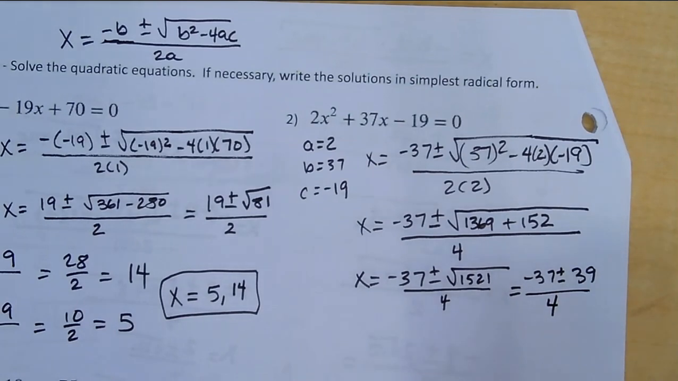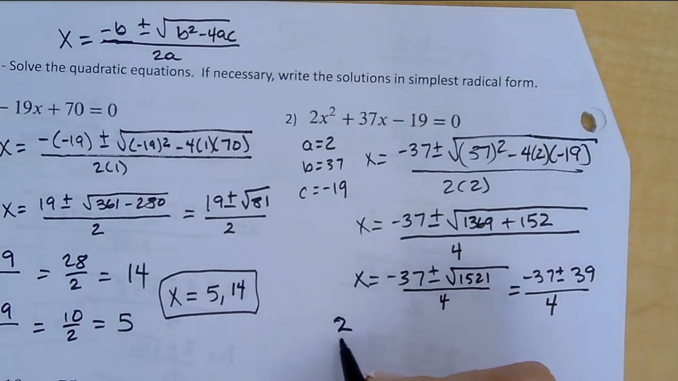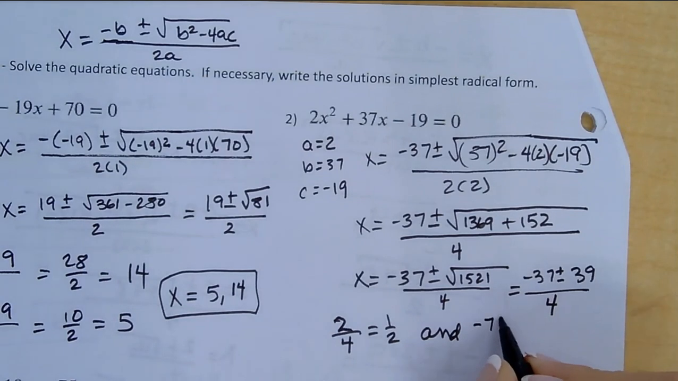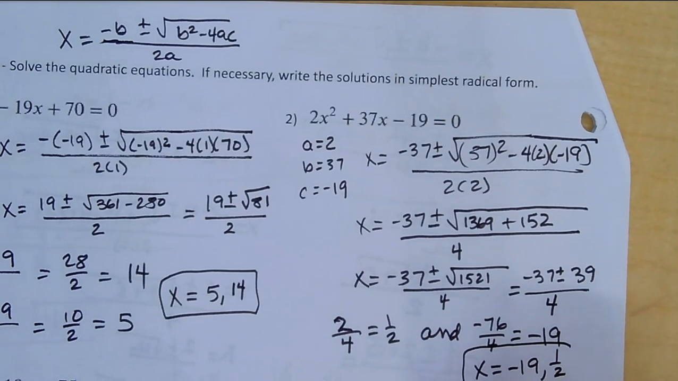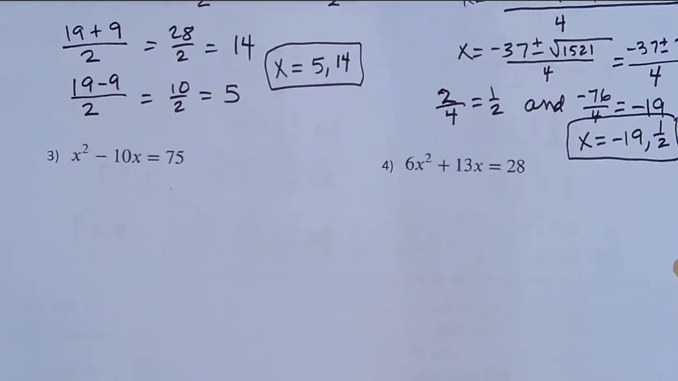This means that my two possible answers are negative 37 plus 39, so that's going to be 2 over 4, and 2 over 4 equals 1/2, right? And the other option is negative 37 minus 39, which is going to be negative 76 over 4, which simplifies to negative 19. Okay, so my answer is negative 19, comma 1/2, like that. Okay, and you could see that all, yay!